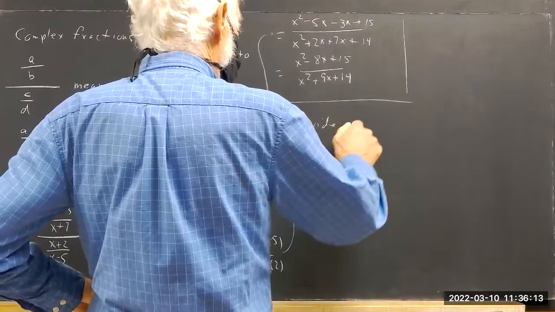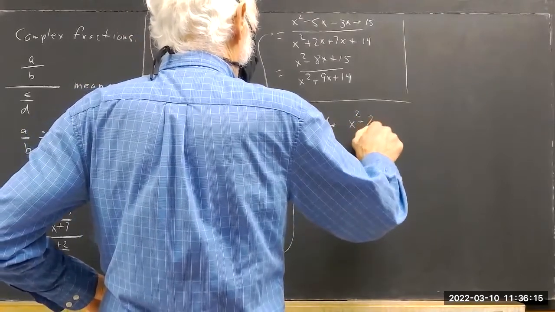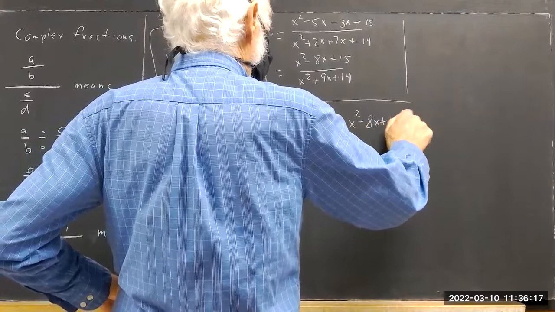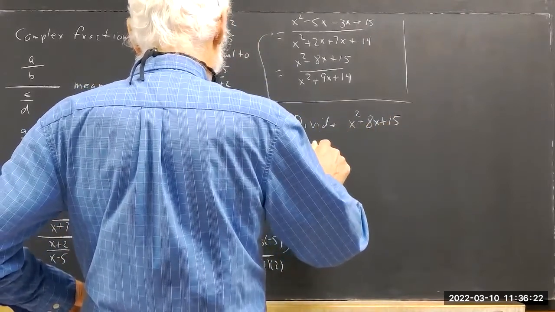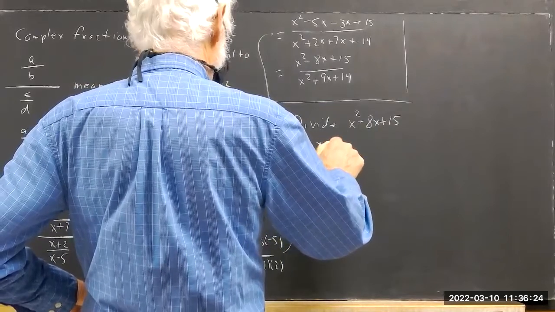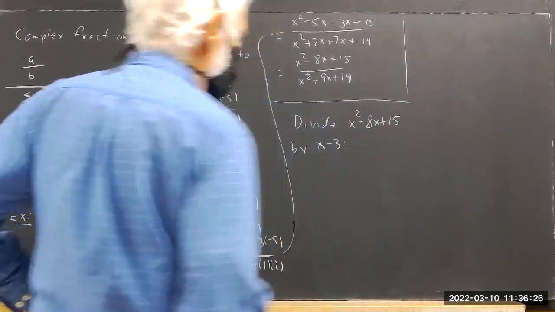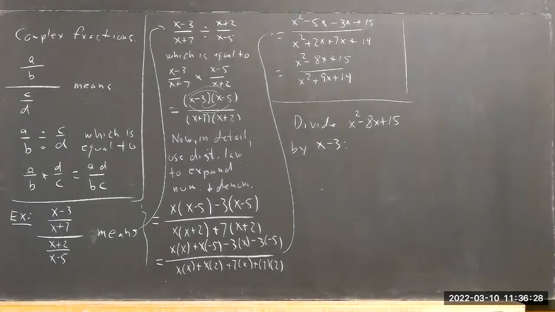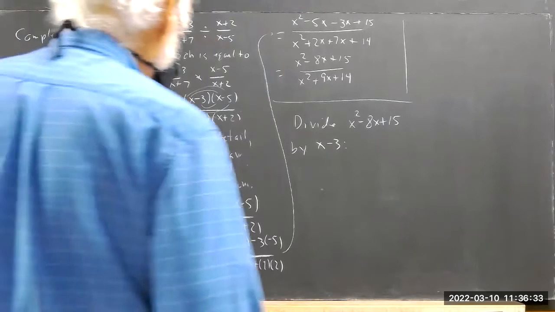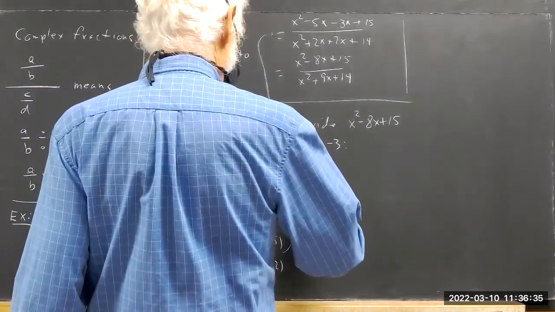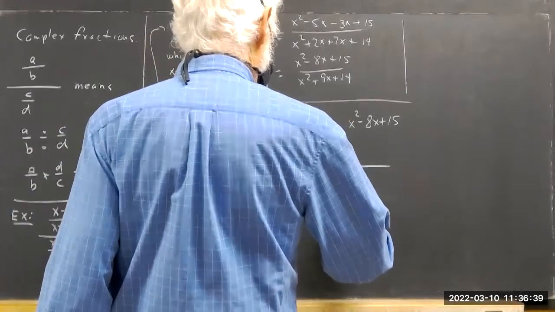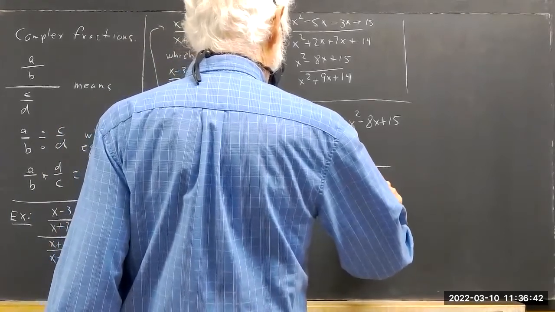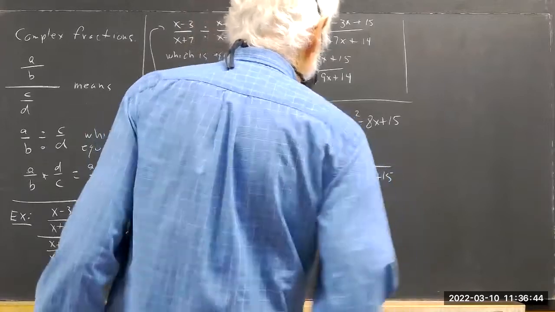So here, I want you to divide x squared minus 8x plus 15. Actually, I'll do it for you, but we're going to divide this by x minus 3. This will illustrate the general idea of long division. Let me write it out like this. X minus 3 is divided into x squared minus 8x plus 15.